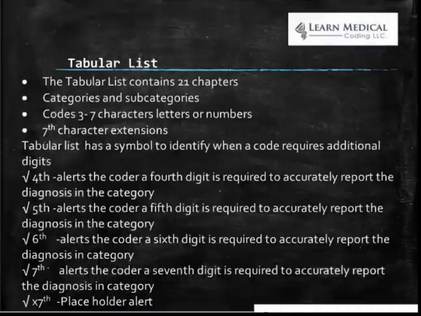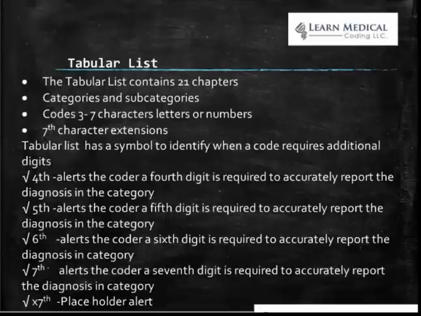The tabular list. The tabular list is found behind your external causes index. Okay. The tabular list contains 21 chapters back here. There are categories and subcategories. The codes are between 3 to 7 characters, which includes letters and numbers. There are 7 character extensions back here.